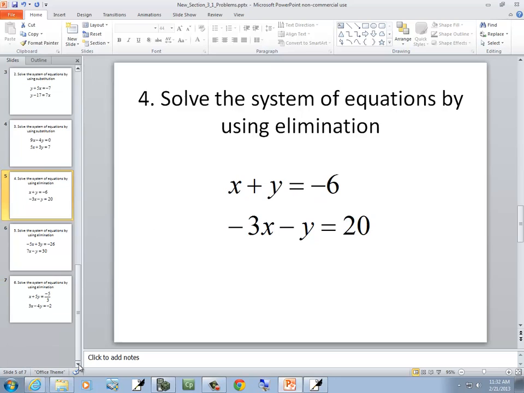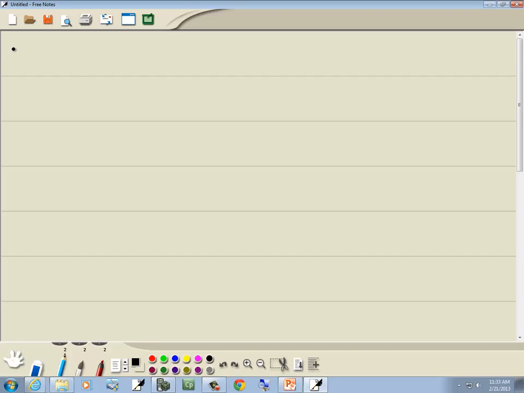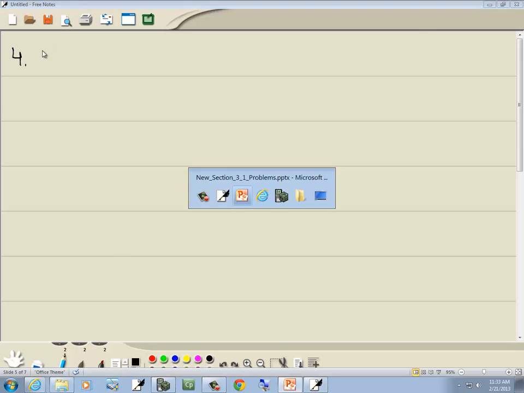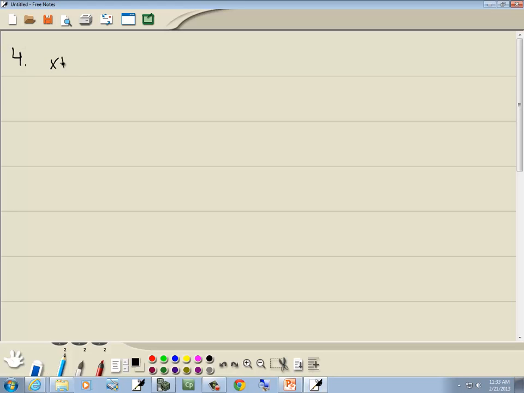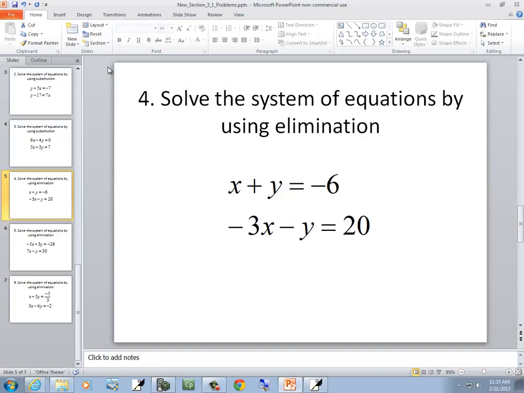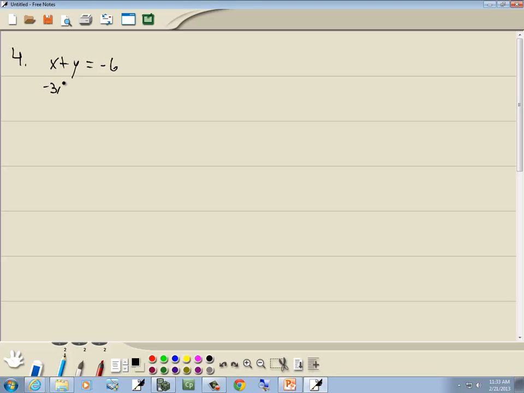Now this next type is elimination. Some books call this the addition method. So we got x plus y is equal to negative 6, and we got negative 3x minus y is equal to 20. And this depends upon what book you look at. It's either the addition or elimination method.